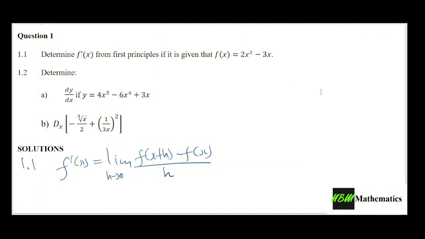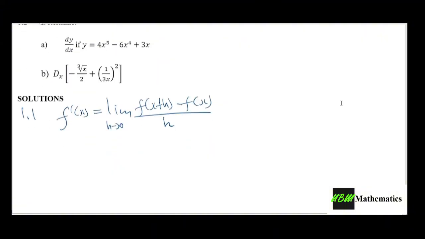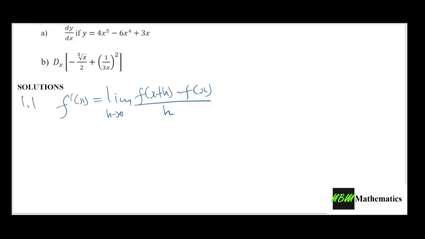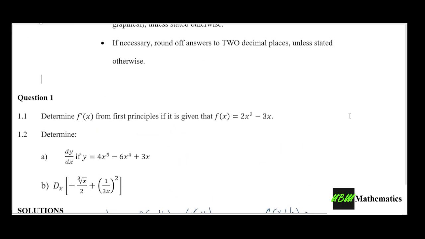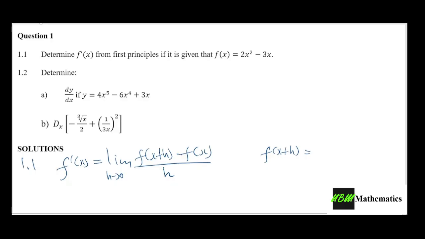Already we know that our f of x is 2x squared minus 3x. Then what will be f of x plus h? In place of x, we substitute x plus h. We do the same thing on the right hand side: 2 into x plus h squared minus 3 into x plus h.